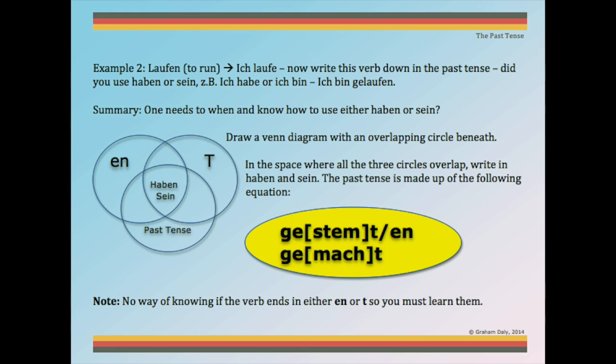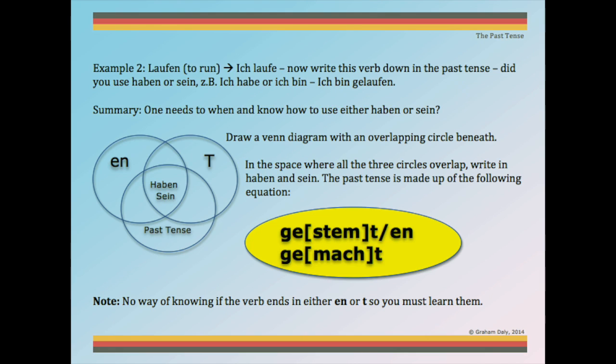Now, with the first circle on your left hand side, in the space that is only for that circle, that's not overlapping any other parts, you're going to write in EN. And then you're going to shade it. Then you're going to go to the last circle on the right hand side, and in the segment that is only for that circle, that is not sharing any space with the other 2 circles, you're going to write the letter T.